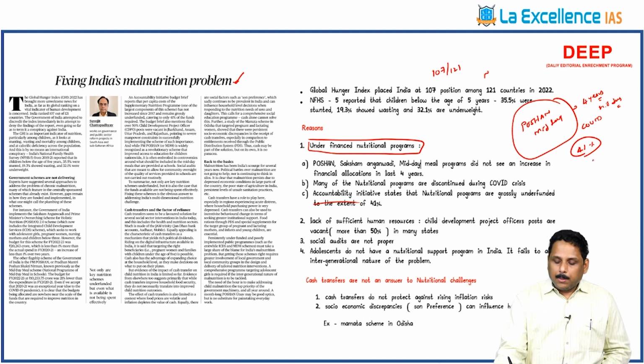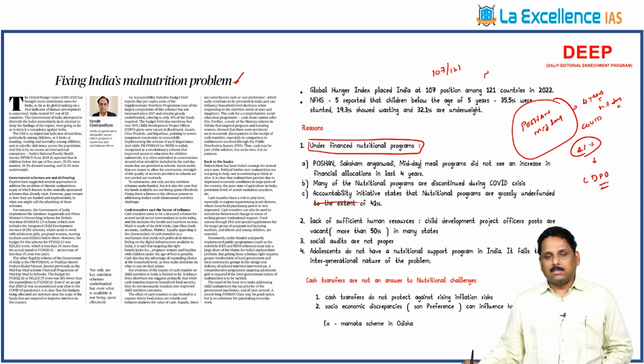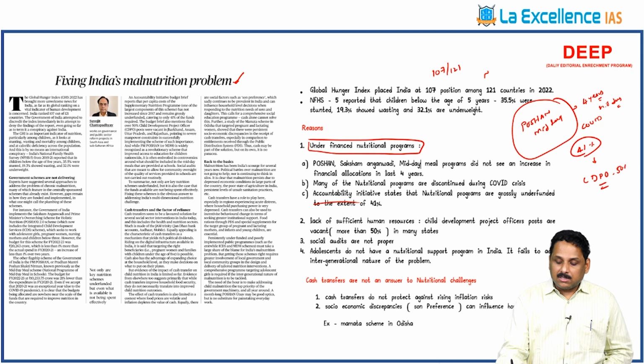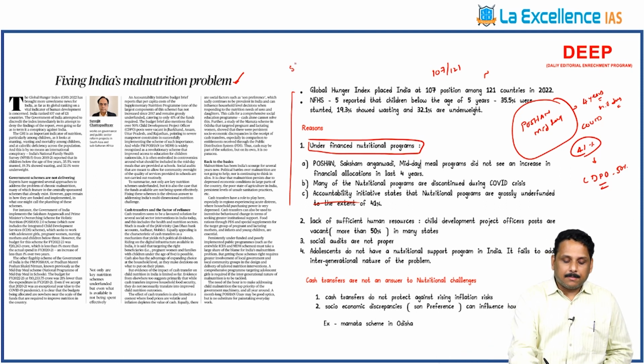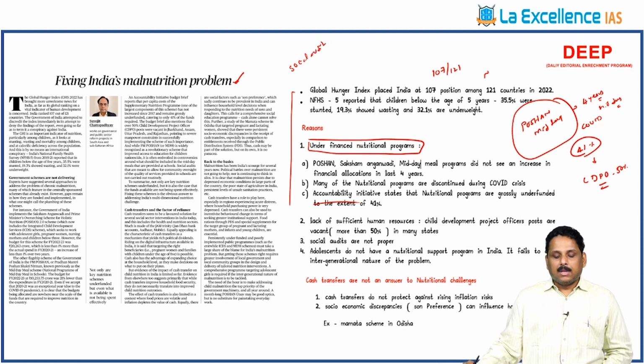After that, to implement these nutritional programs, we need specially trained manpower. For this, the Child Development Project Officer, CDPO, is there. In many of the states, 50% of the positions are vacant. And for effective implementation of these programs, the social audit is made mandatory. What is a social audit? The community has to verify the fulfillment of the objectives and proper spending of the money. Many times these social audits are not done properly.